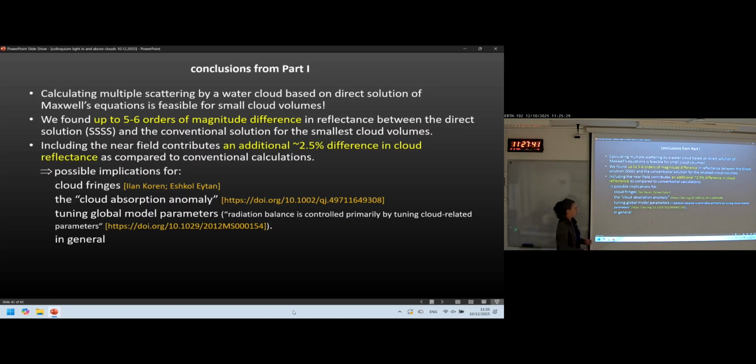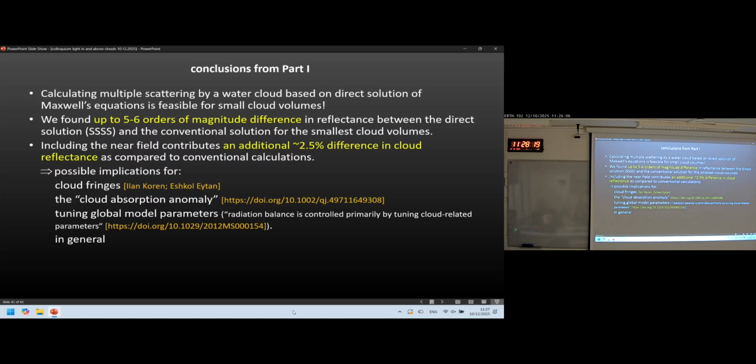And then in general, when we run these global models, not only do we take radiative transfer theory, non-exact theory, we do a kind of tuning. Radiation balance is controlled primarily by tuning the cloud-related parameters. Of all the parameters we have in these global models, it's the cloud-related parameters that we tune the most, that most affect the radiation balance. And some of the tuning has to do with the fact that we're using this radiative transfer theory. It's not exact, maybe. We haven't gone to that stage, but maybe correcting the theory can get us closer. We can do less tuning of our models.